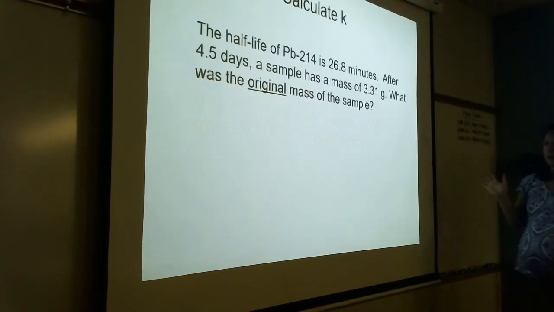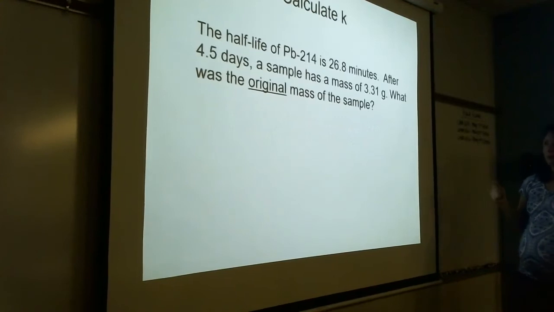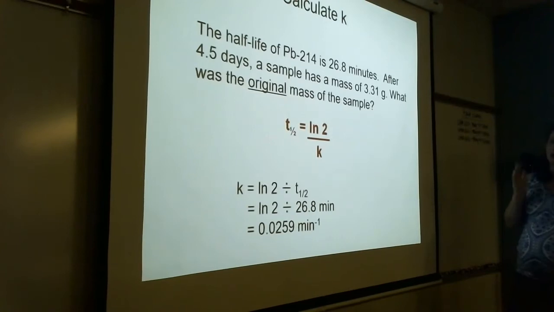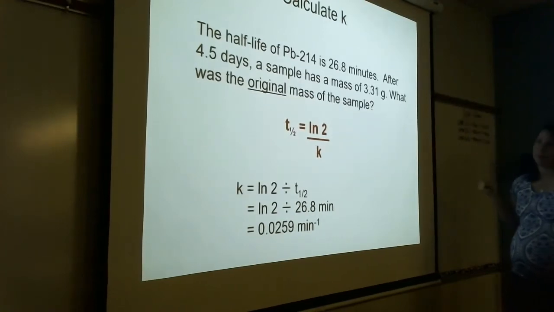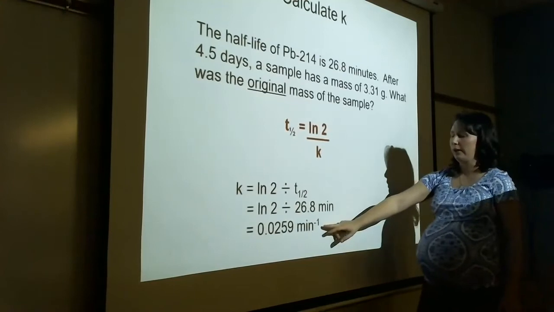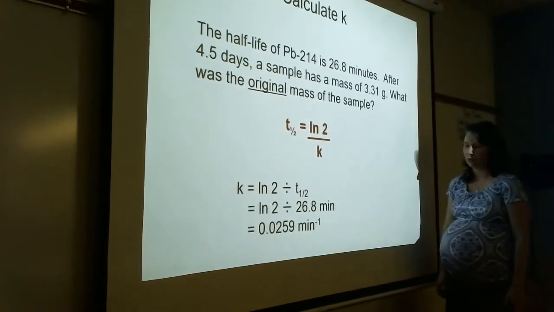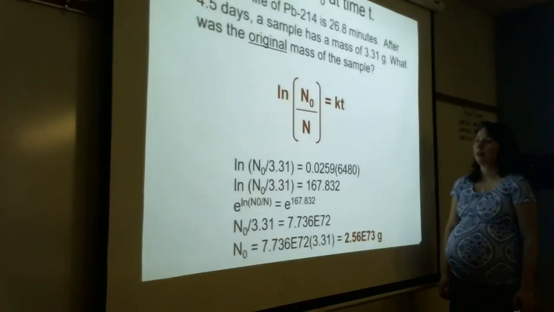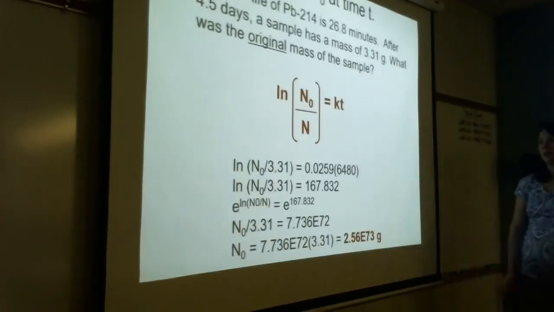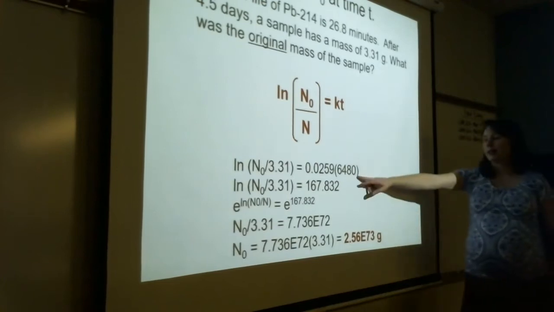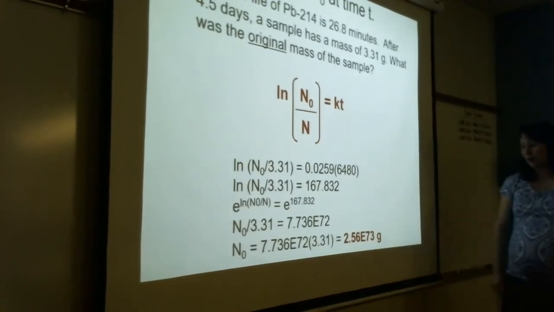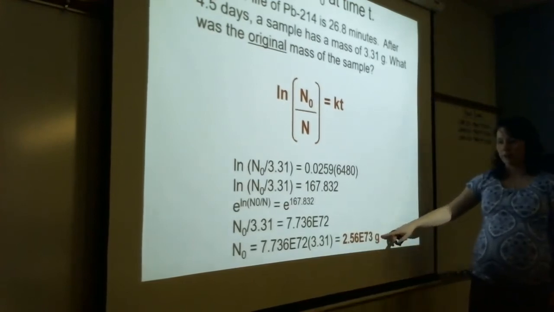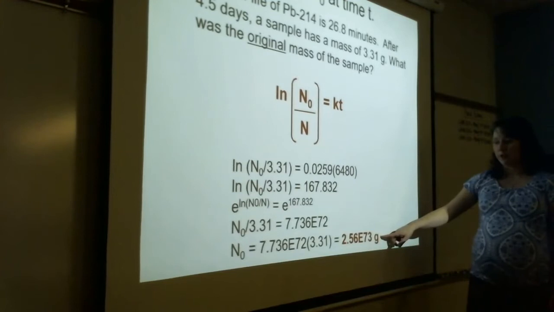But before we can do anything, we have to calculate the rate constant, because I didn't give you that. So for the rate constant, I kept everything in minutes. That's what I did. So there's my rate constant in minutes, 0.0259. And then I converted days to minutes. So 4.5 days is 6,480 minutes. So I got 2.56 times 10 to the 73rd grams. Did you get something similar?